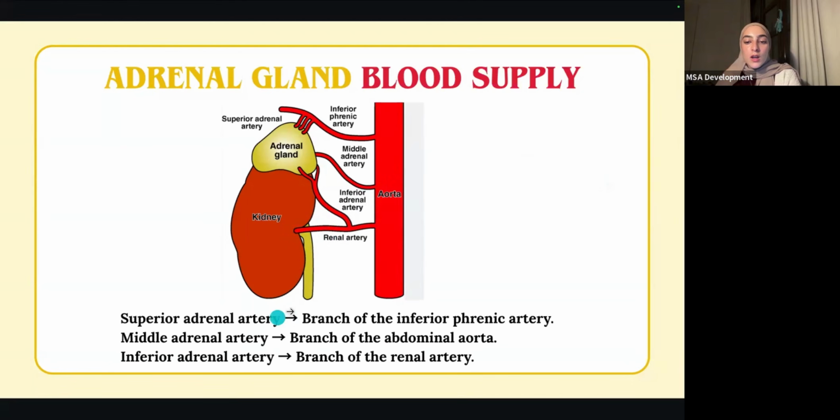So I wrote them here. Oh, I forgot to mention that the superior adrenal artery is a branch from the inferior phrenic artery. Just as the inferior one comes from the renal artery, the superior one comes from the inferior phrenic artery, and the middle one is the only one coming directly from the aorta, because there are no other branches here that it could come from.